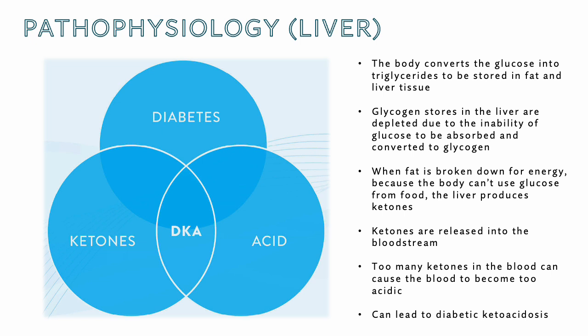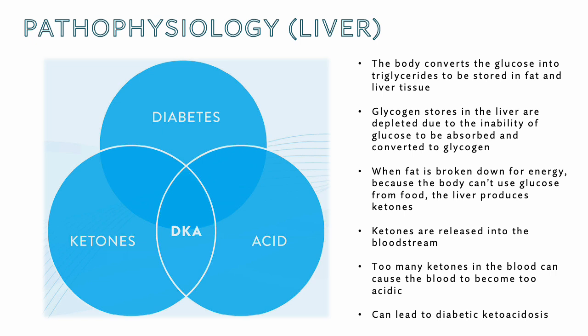Meanwhile, here's more on the liver. When the body can't use glucose properly, like in uncontrolled diabetes, it starts to store the extra sugar as fat. It does this by converting glucose into triglycerides, which gets stored in the fat and liver tissue. Meanwhile, the liver's glycogen stores, which normally act as a backup energy source, start to run low because glucose isn't being absorbed or turned into glycogen like it should be.